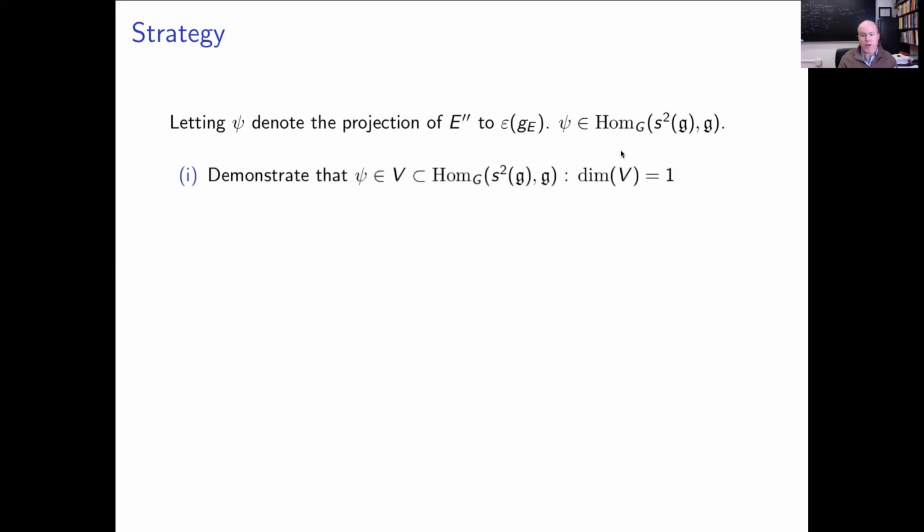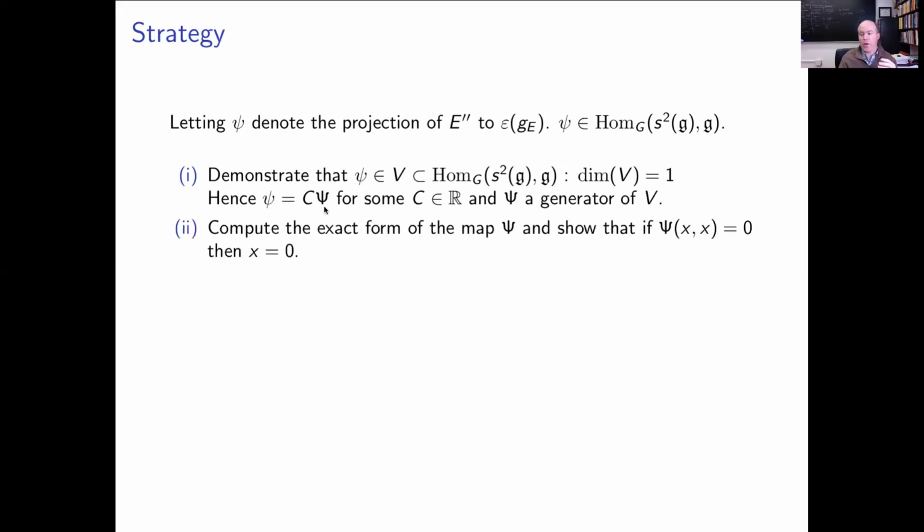So the strategy of proof is as follows. We are going to show that phi always lies inside a one-dimensional subspace of this space. If it lies in a one-dimensional subspace, and you know a generator of that space, then psi must be a multiple of that generator. So we explicitly find a generator. We show that generator is non-degenerate. That's the first step, really. So explicitly compute the generator, show it's non-degenerate, okay.